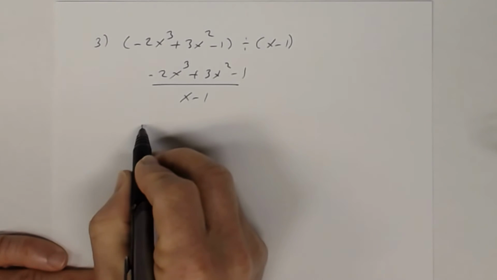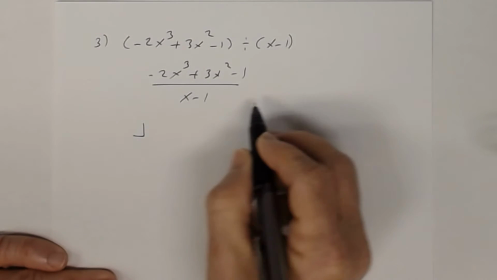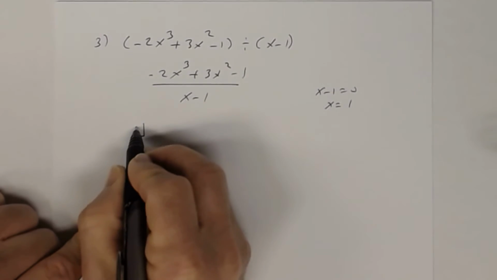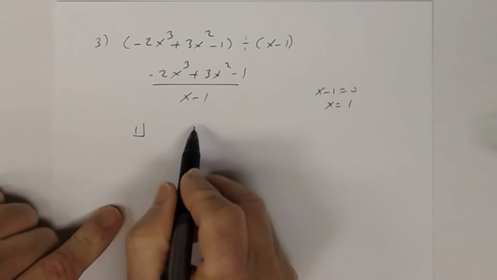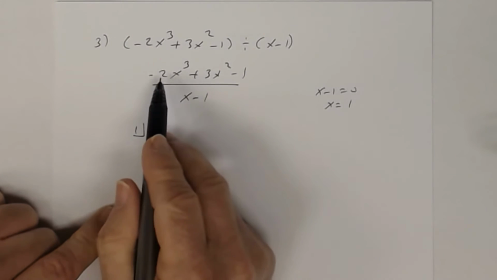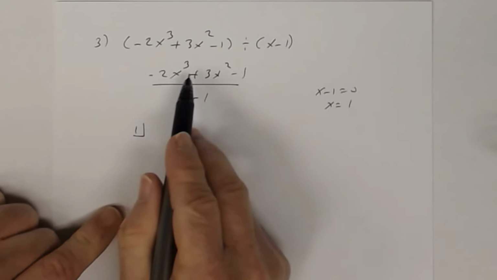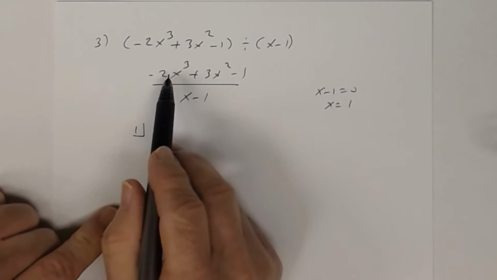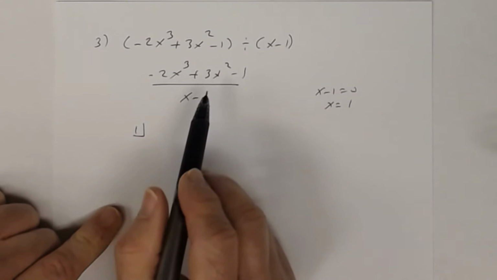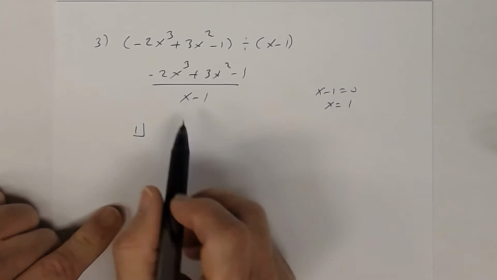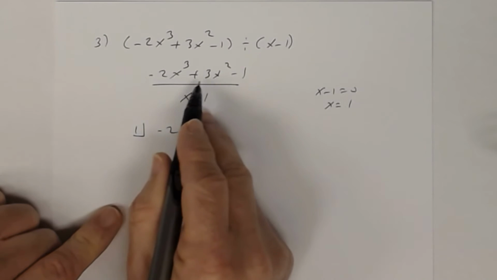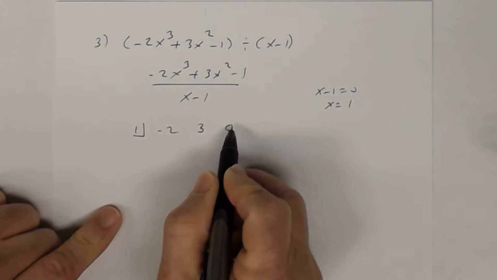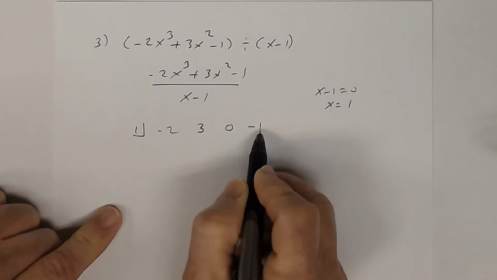Now remember the number that goes here: you take x minus 1, set it equal to 0, and solve for x. So x is 1, so 1 goes here. The numbers that go here are the coefficients of the polynomial in the numerator, your dividend. If there are any missing terms, you must put 0. I do have a missing term here: the x term is missing. So the coefficients are -2, and make sure you put it in descending order, -2, 3, 0 because the x term is missing, and then the constant is -1.